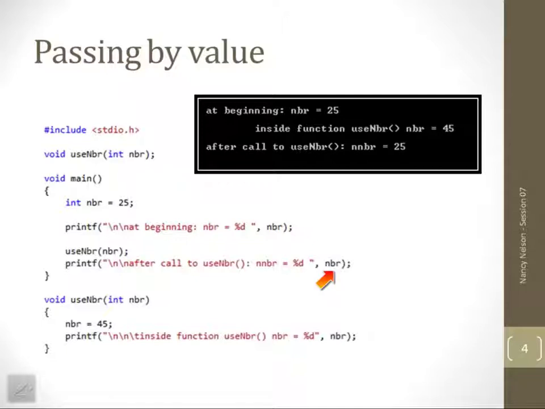So let's see what actually happened. In our first print statement, it said at the beginning, number is 25. Then it goes into the function, changes number to 45, and prints inside the function useNumber, number equals 45. So we changed it in here, but we changed the copy.